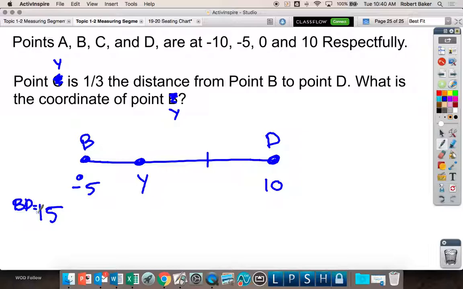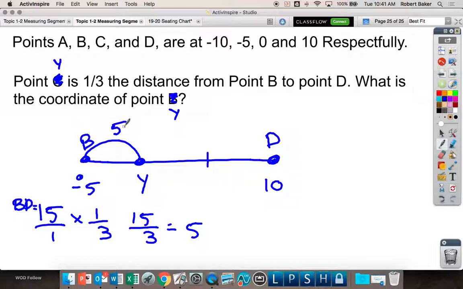And I want to find 1/3 of that. So I multiply the distance by 1/3. Or just 15 times 1/3 is 5. So from here to here is 5 units. So where is y? 0. Go another 5. Where is this point? 5. Go another third. Where is that point? 10. So you're just cutting it into pieces.